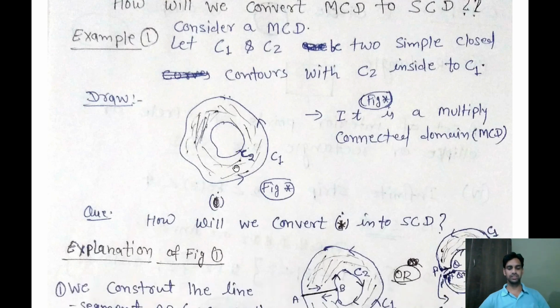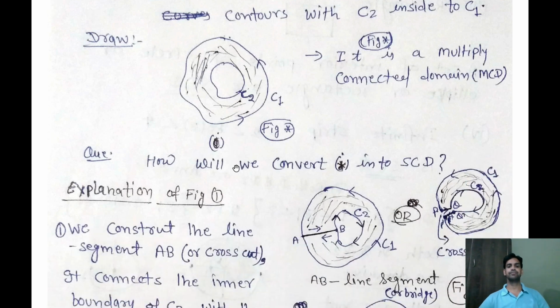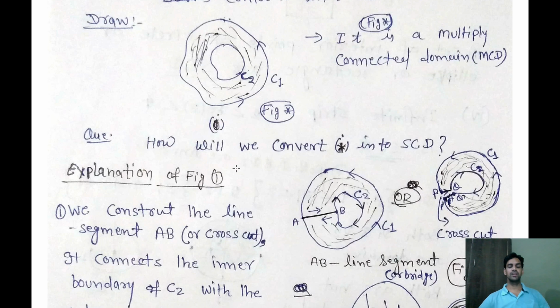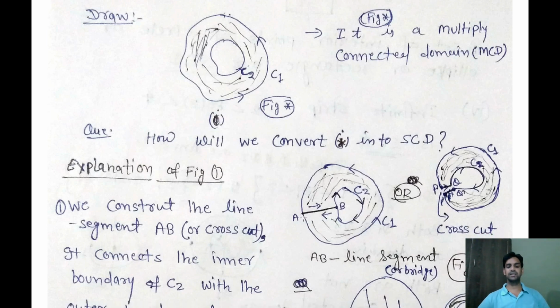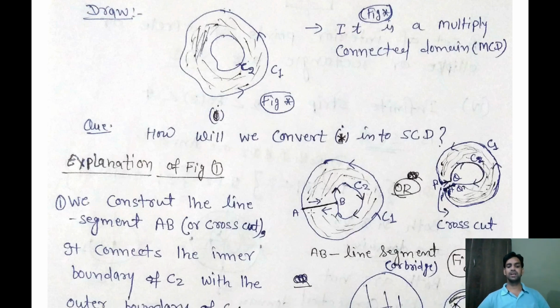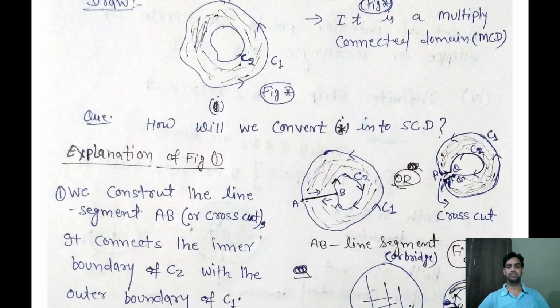So this is the procedure to convert it into a simply connected domain. What will we do? First we will draw one line segment, we can also say a bridge, between both contours. How are we connecting this? It connects the interior boundary of C2 with the outer boundary of C1. This is the interior boundary of C2, and this is the outer boundary of C1.